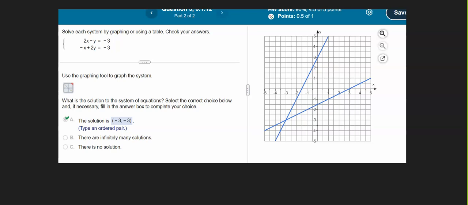Okay, so we want to solve by graphing, all right? So let's think about how we would do this. Let's take our first equation, and if we're trying to solve for y, that's kind of our goal, we would like to get y by itself.